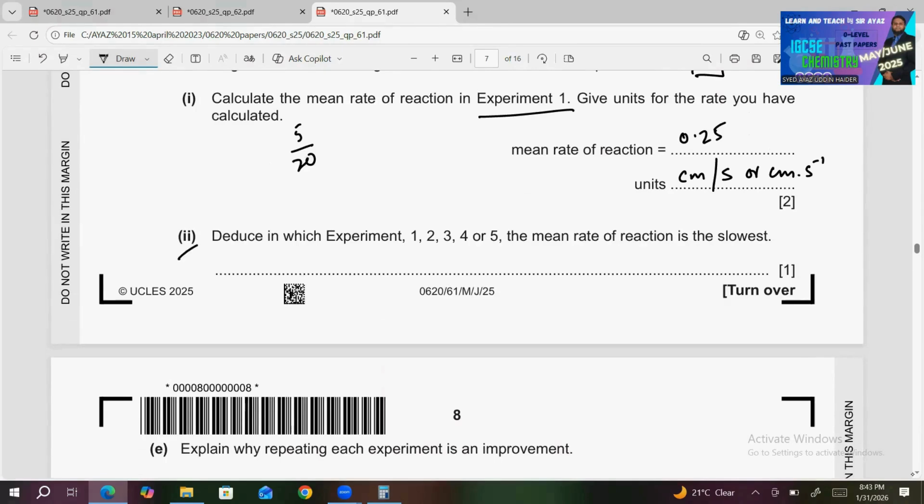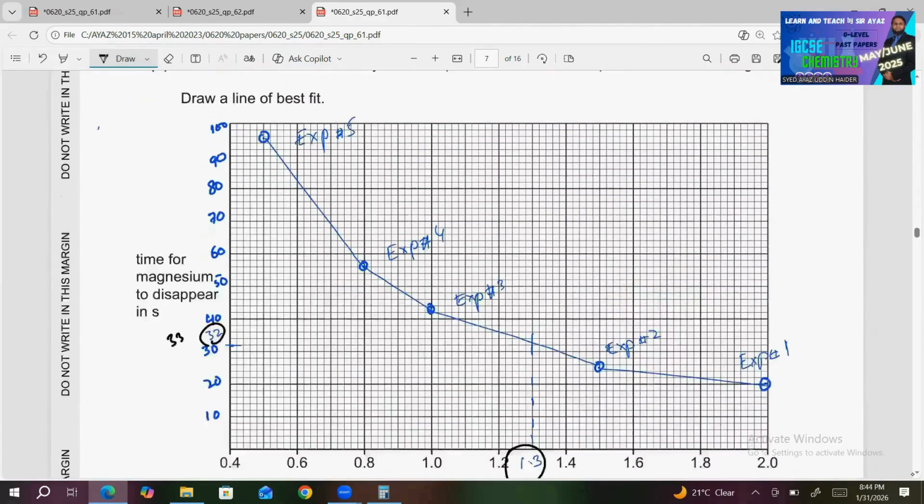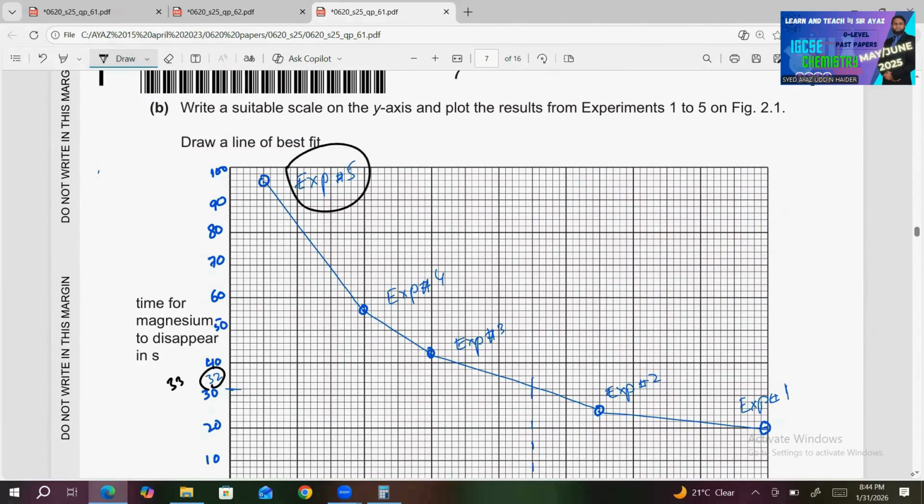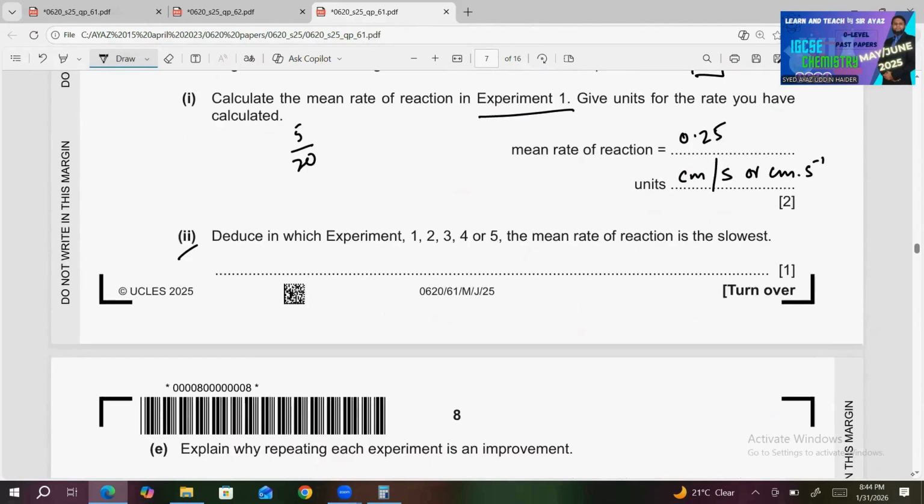To deduce in which experiment 1, 2, 3, 4, or 5 the mean rate of reaction is the slowest. Definitely, if you look at this graph, it's experiment 5. You see, 95 seconds is taken for magnesium to disappear. So it's experiment 5. Straight away you will write experiment 5.